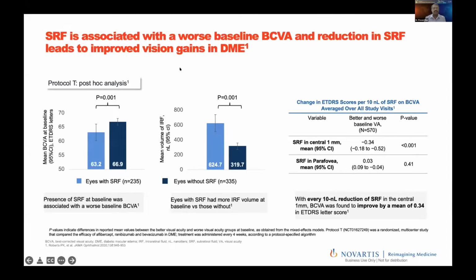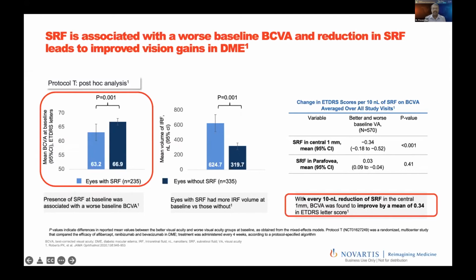What happens to SRF with respect to the baseline vision and improvement in vision? So SRF is associated with worse baseline best corrected visual acuity, as shown in the post-hoc analysis of Protocol T. So eyes with more subretinal fluid had lesser vision as compared to eyes without SRF. And what happens to the reduction?